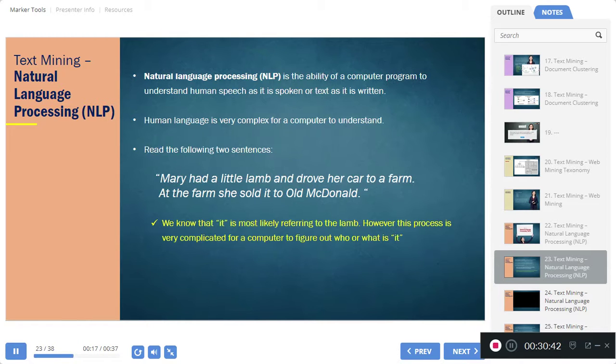Read the following two sentences. Mary had a little lamb and drove her car to a farm. At the farm she sold it to Old MacDonald. We know that "it" is most likely referring to the lamb. However, this process is very complicated for a computer to figure out: who or what is "it"?